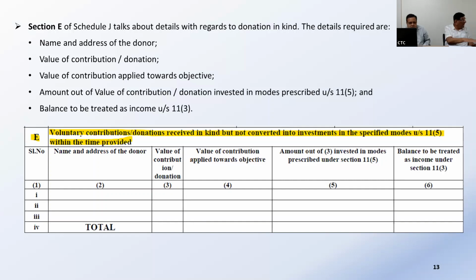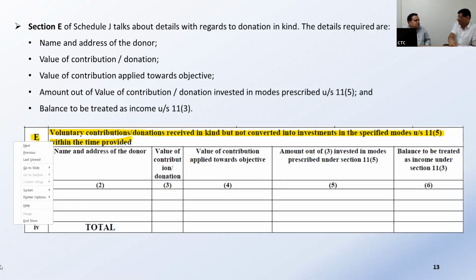For everything. No, all kind means if it is 11.5 investment, FD is given to you, then where is the question? There is no question. Yeah. Kind which is not covered in 11.5. Yeah. So there, if you have not converted, or in between year, the year in which you have received, you have not to file this. It is to be filed only when you have not converted. Then 11.3 will enter. Right.